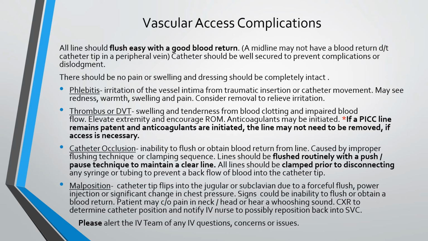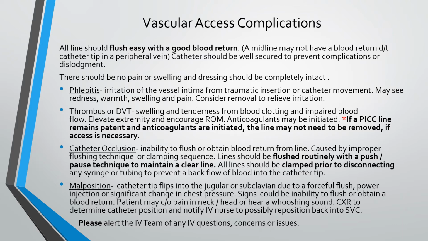With a thrombus or DVT, you would note swelling and tenderness from blood clotting and impaired blood flow. Elevate the extremity, encourage range of motion. Anticoagulants may be initiated. If a PICC line remains patent and anticoagulants are not initiated, the line may not need to be removed if access is still necessary.